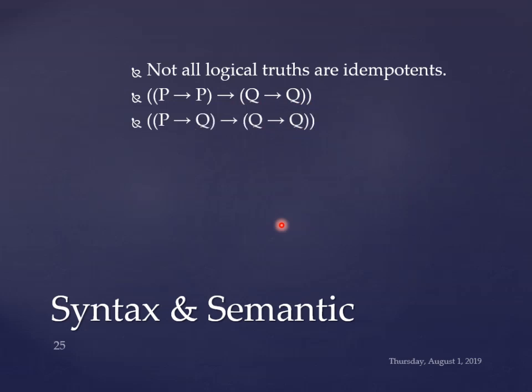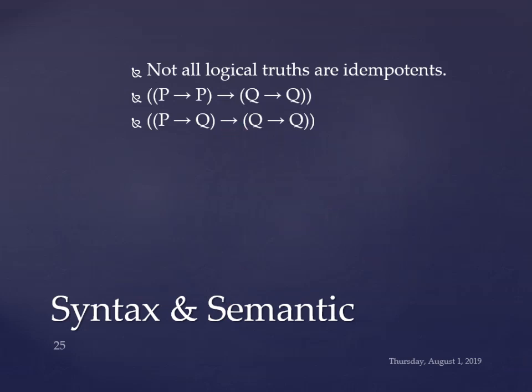Here's another one. It's not idempotent. Here you have again an idempotent and the consequent, but the antecedent is not the same. Remember, you have to have an identical antecedent and consequent for it to be idempotent. But it is a logical truth because I cannot make a false antecedent here, which is what I would need to make a false conditional.